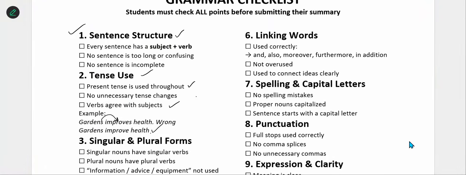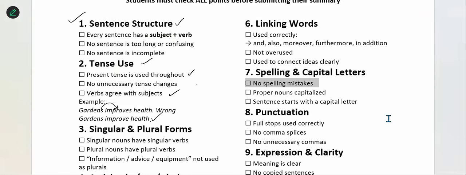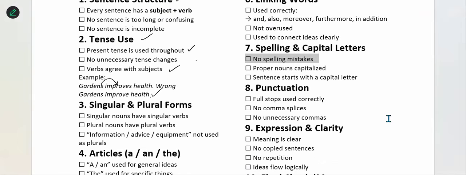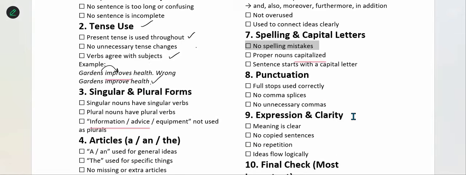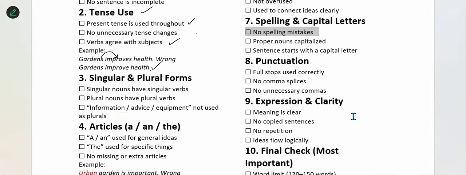I can share it with you as well. Okay, and spelling and capital letters, very important. No spelling mistakes, proper nouns capitalized, sentences start with a capital letter, punctuation, full stops used correctly, no comma splices. Do you know what a comma splice is? If you have one independent clause and another independent clause, and you want to join them, you need a full stop, or a comma and a conjunction, or a semicolon, or a colon.